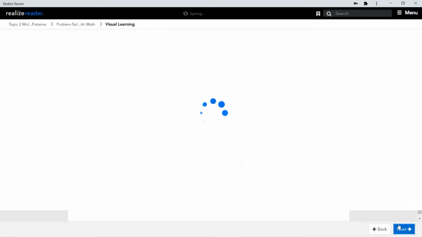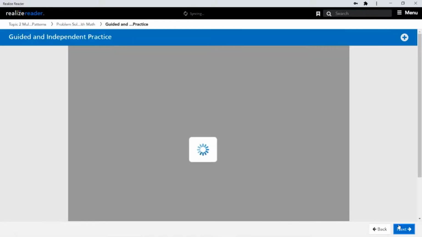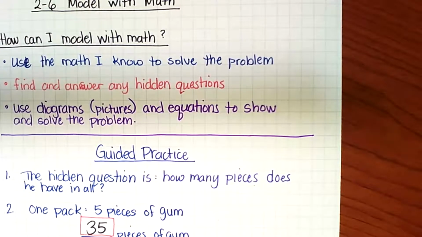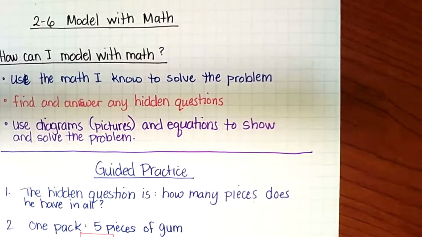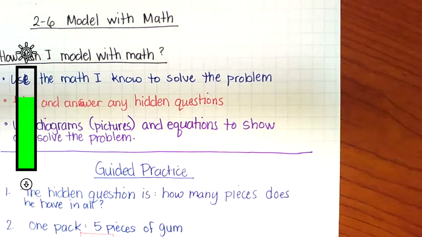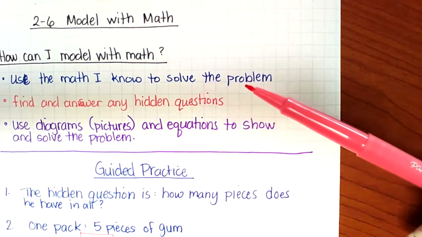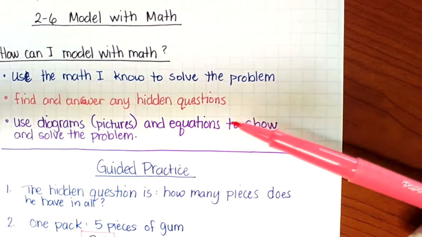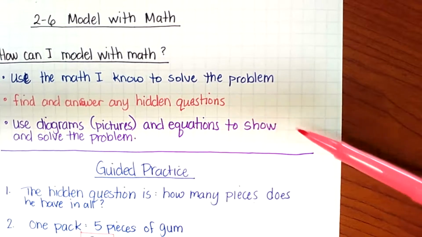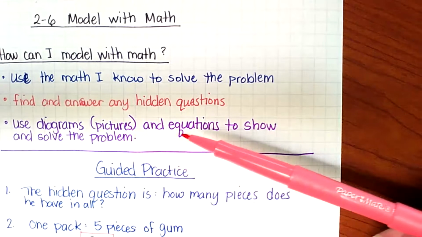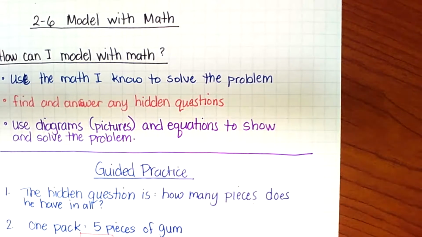Let's go ahead and take a look at our notes for this lesson, and then we are going to jump in and answer our guided practice questions. So we're going to write down, how can I model with math? So what did I learn while I was listening to the video? Now, I know that the first thing I can do is I can use the math that I know to solve the problem. I can find and answer any of the hidden questions that are in there. And then I can use diagrams, which means pictures, and equations to show and solve my problem.